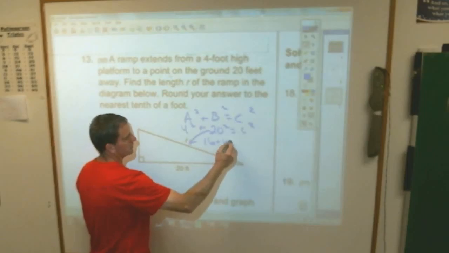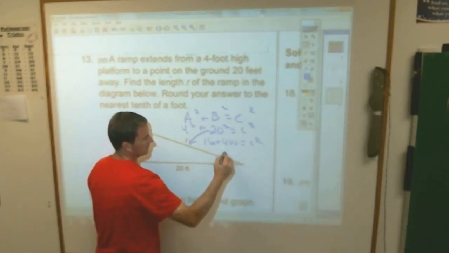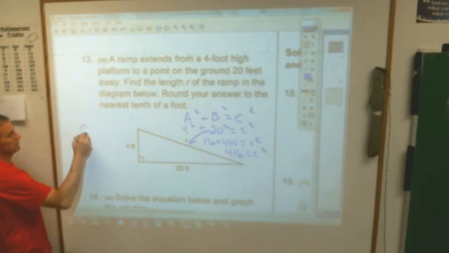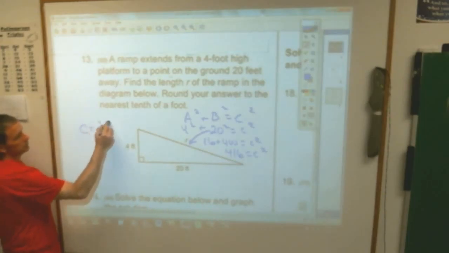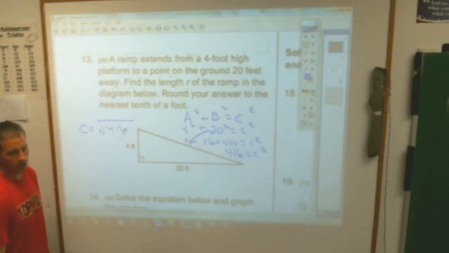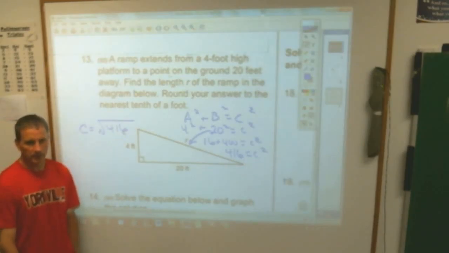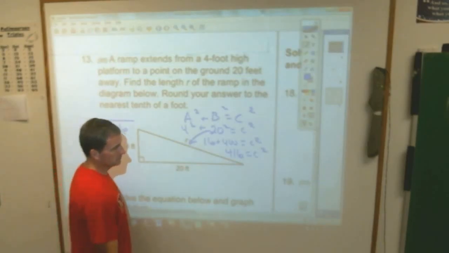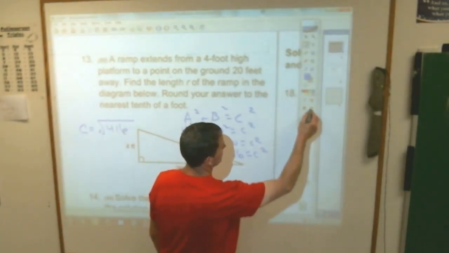16 plus 400 equals C squared. 416 equals C squared, so C equals the square root of 416, which is the point where I would grab a calculator, which I don't have right here. I'm guessing you're going to get what the answer was. What? Somebody?